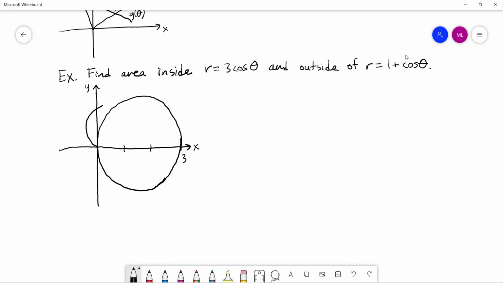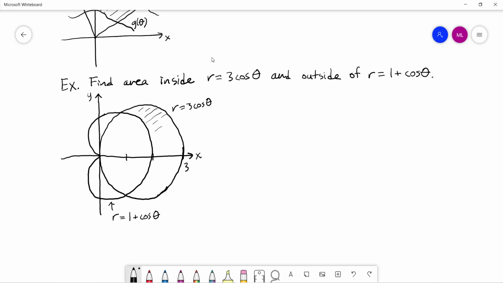Let me undo that. That's slightly better. And so we want the area. This one is r equals 3 cosine of theta. And this other one down here is the r equals 1 plus cosine of theta. And we want the area that's inside the circle, but outside the heart shape. And so it winds up being this crescent moon shape. That is the region that I want the area of. So that is our region of interest.